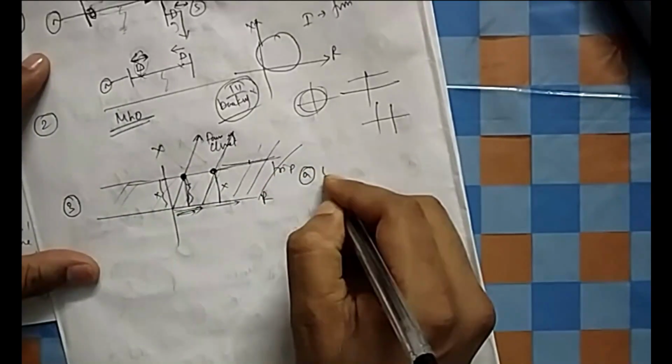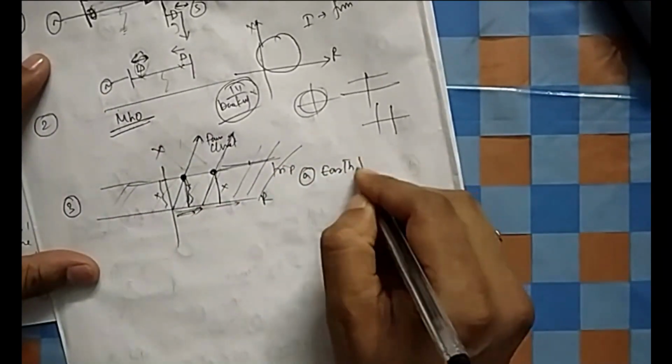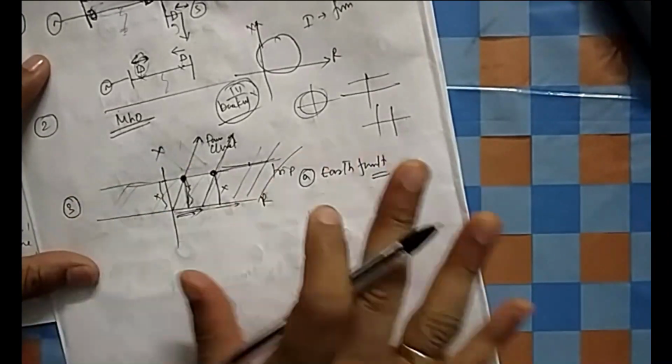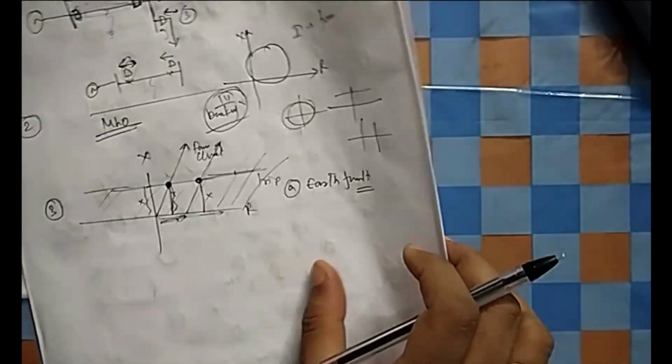That's why it is used for earth fault relay, because an earth fault is resistive in nature. If you are adding resistance, there will be no effect. So it is generally used against earth faults.